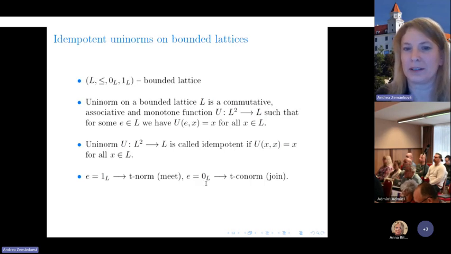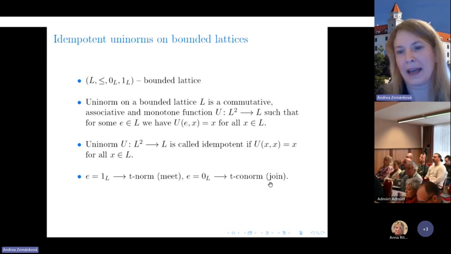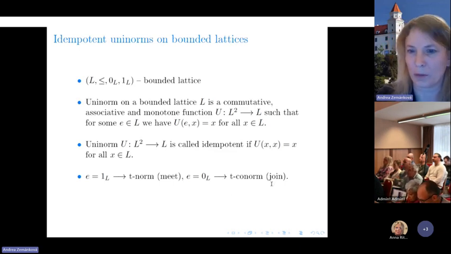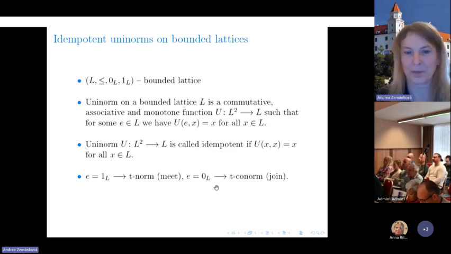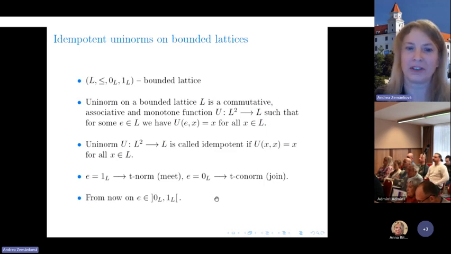Similarly, if the neutral element is equal to the least element of our lattice, then we obtain a T-conorm, and the unique idempotent T-conorm is the one which coincides with the join. And therefore, the only interesting case is when the neutral element is different from both boundary points.